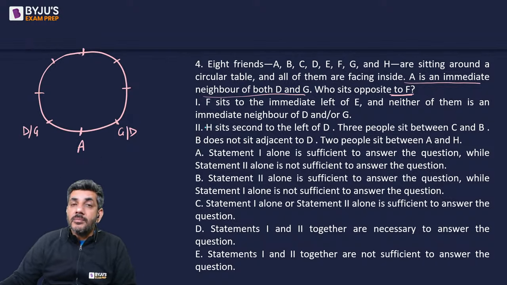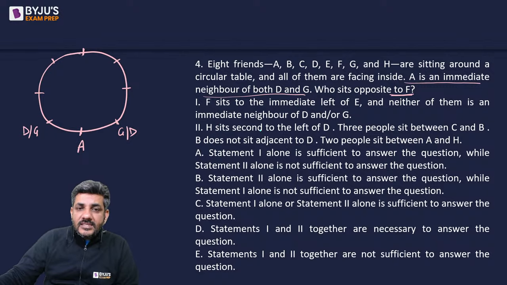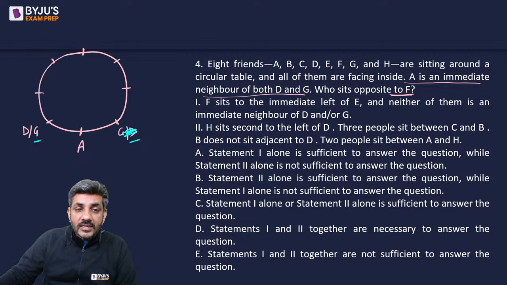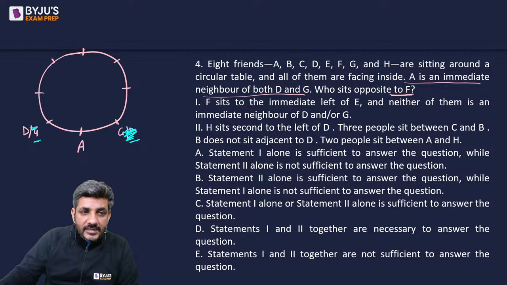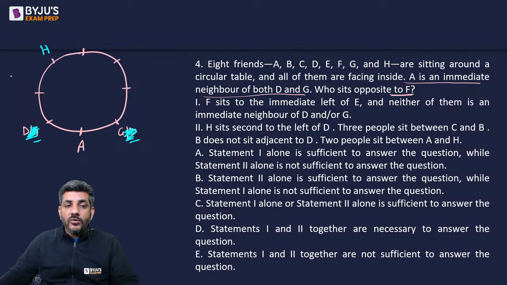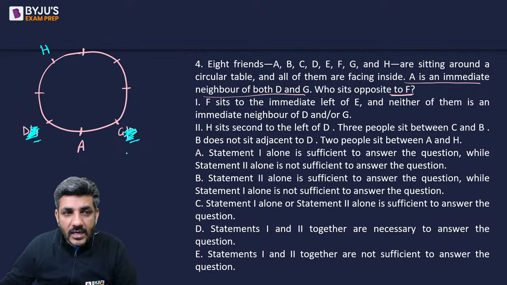Let's talk about statement 2 now. H sits second to the left of D. If D is here, second to the left of this guy would be G. It cannot be H. That surely means that D is not here. Actually, D is here. And H sits second to the left of D. So H must be here. So according to this, we know that H sits second to the left of D. So H should be there.